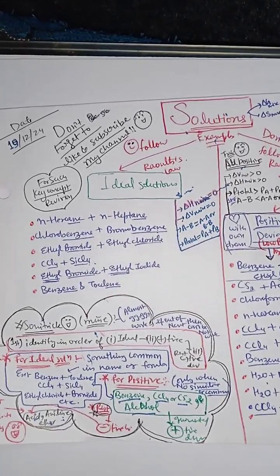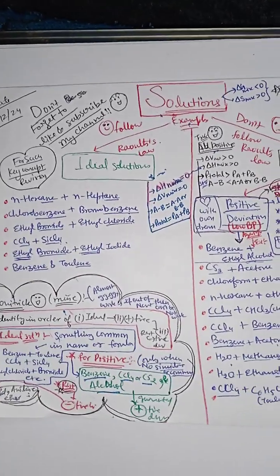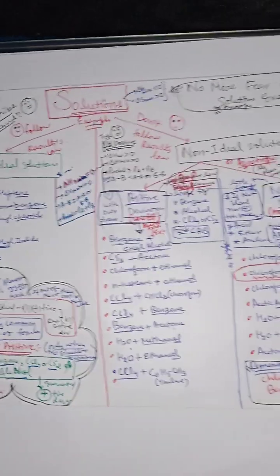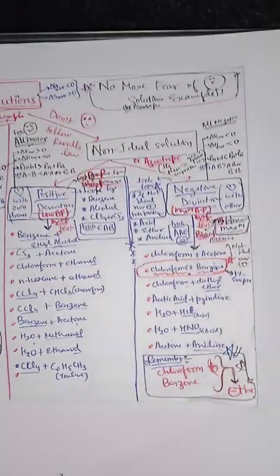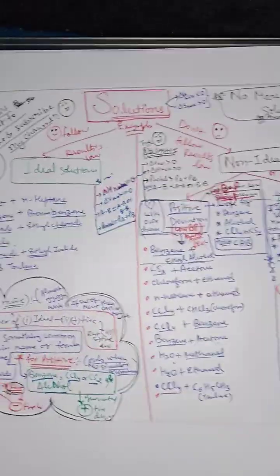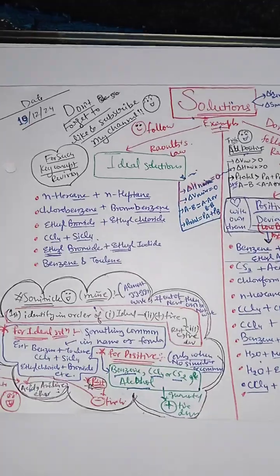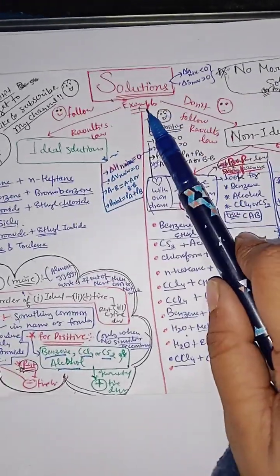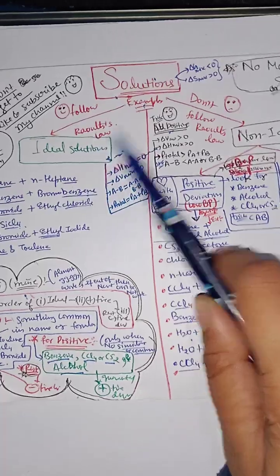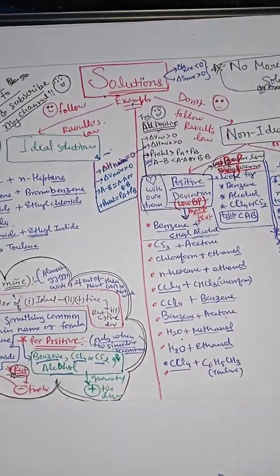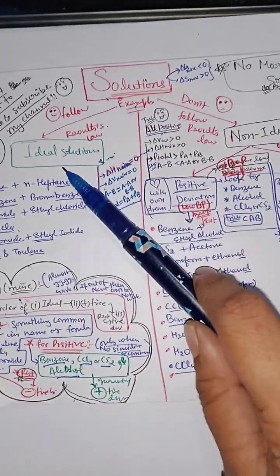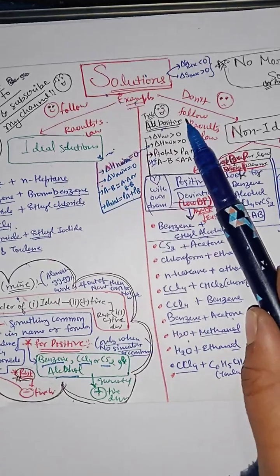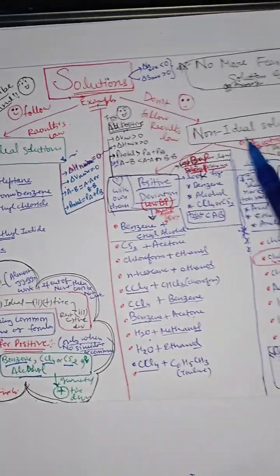Hello friends, today we are going to revise the most important example of the types of solution, which when it comes into the paper makes us feel very helpless, because either you know it or you don't know it. So here it is. Solution, basically, on the basis of whether it follows Raoult's law or it doesn't follow Raoult's law: if it follows Raoult's law, it is called an ideal solution. If it doesn't follow Raoult's law, it is called a non-ideal solution.